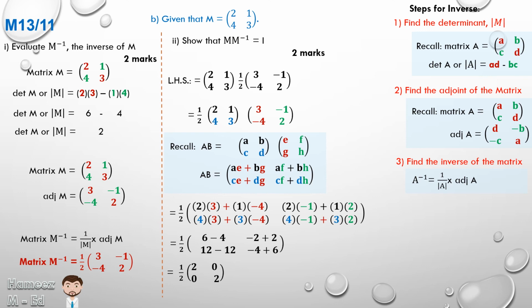And if we multiply by a half throughout, we're going to get a half by that. It will give us 1001, which is the identity, which is the right-hand side.